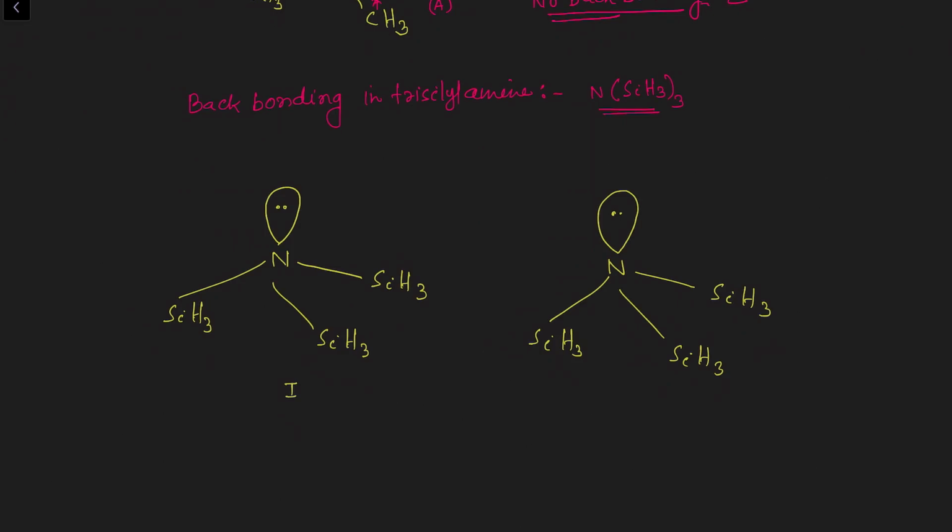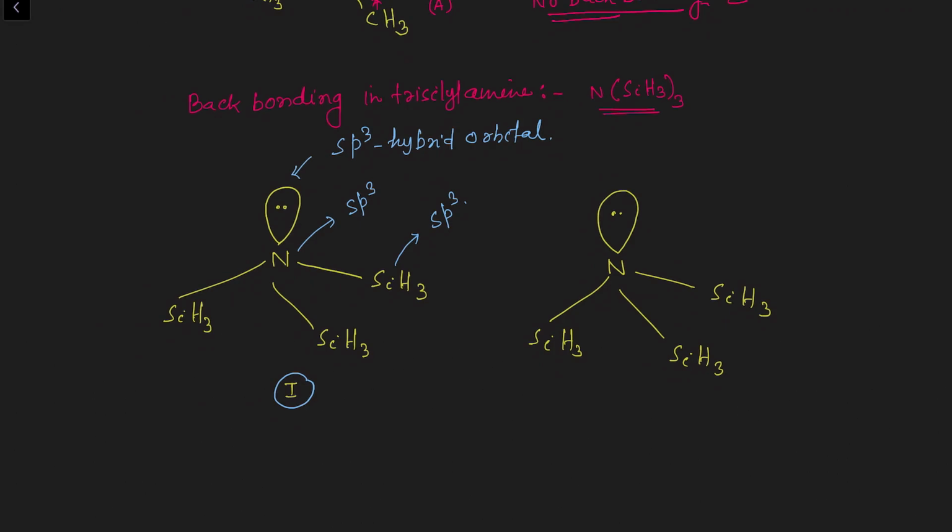Now check structure number 1. In this structure, first check the hybridization of each atom. Nitrogen is sp3 hybridized, which is the central atom. Silicon is also sp3 hybridized. What is the meaning of this? This lone pair of electrons is present in an sp3 hybrid orbital. Correct?